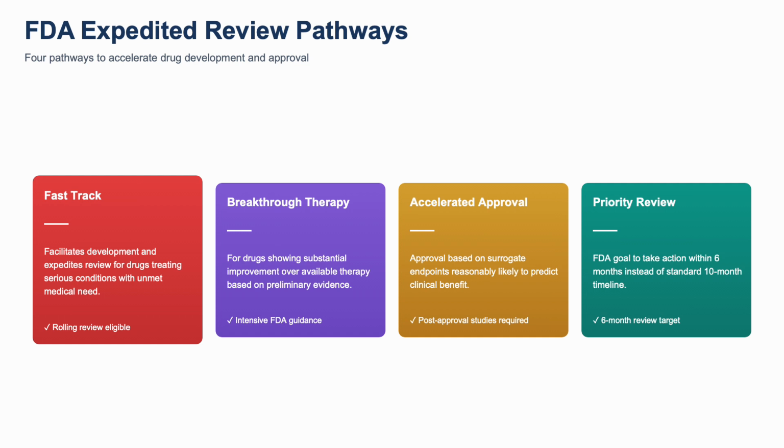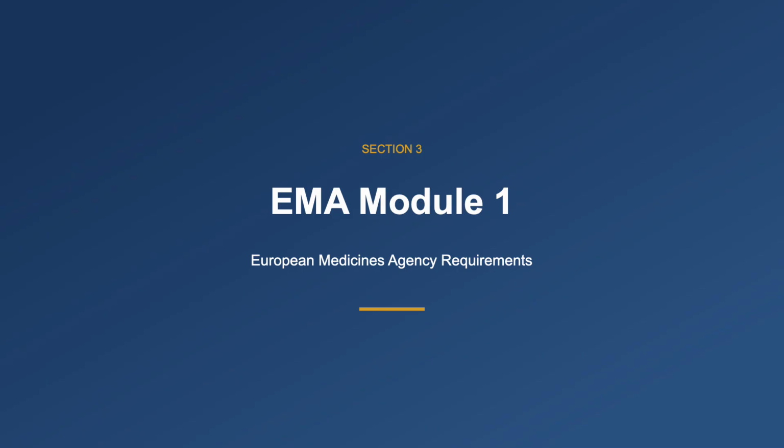post-approval confirmatory studies. Priority review sets an FDA goal to take action within 6 months instead of the standard 10-month review timeline. Understanding these pathways and properly documenting requests in Module 1 can significantly impact your development timeline and regulatory strategy. Now let us turn our attention to the European Medicines Agency and examine how Module 1 is structured for EU submissions. While there are many similarities with FDA requirements, there are also important differences that reflect the unique regulatory environment and priorities of the European Union.